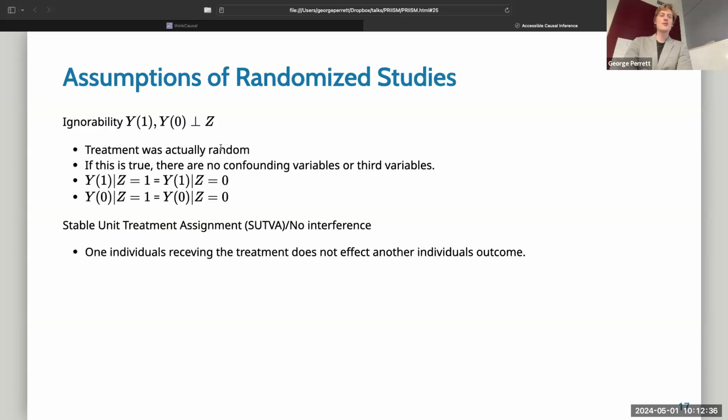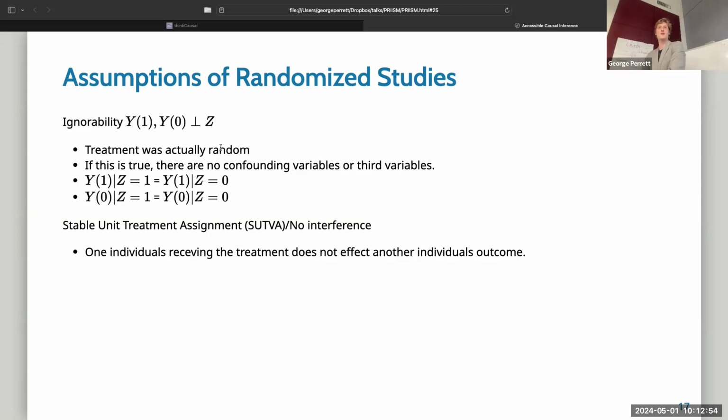Now, randomized studies aren't assumption-free. We're going to make a few structural assumptions, one of which is the ignorability assumption, which is that our potential outcomes, Y1 and Y0, are independent of the treatment. And so what does this mean?